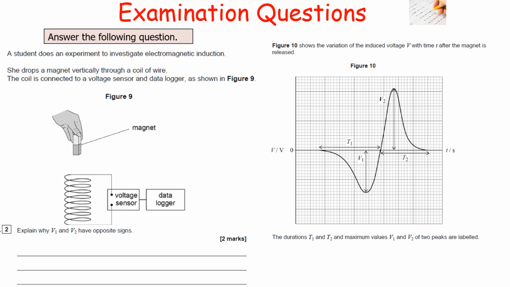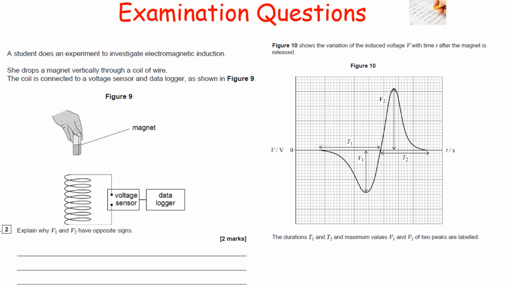The next question says, explain why V1 and V2 have opposite signs, because figure 10 shows a variation of the induced voltage V with time t after the magnet is released. The durations T1 and T2 and maximum values V1 and V2 of the two peaks are labelled. Pause the video now, then unpause the video when you want to go through your answer.